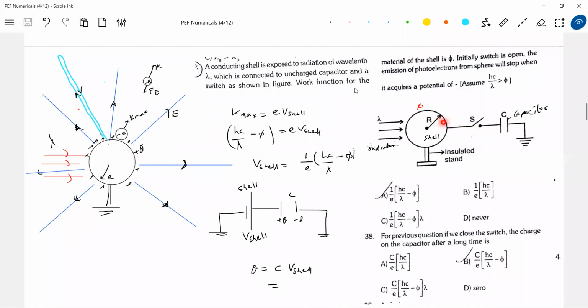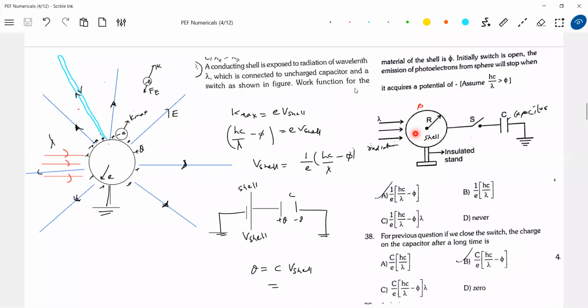Now the ejected photoelectrons try to escape to infinity but cannot. By the time they come here, they go like this and get deposited on the capacitor plate as negative charge, while positive charge is deposited on the shell. Then more electrons come and the process repeats. So what will happen to the charge? The number of electrons on this plate will keep increasing.